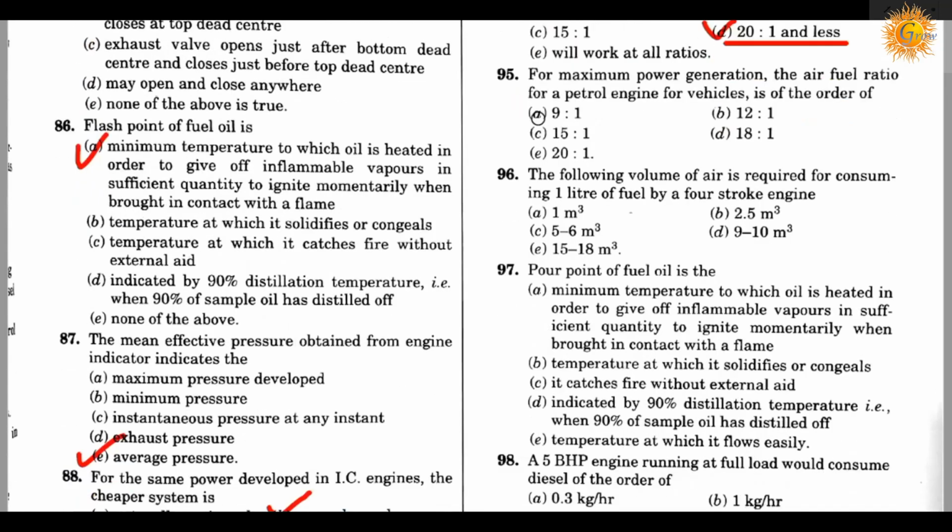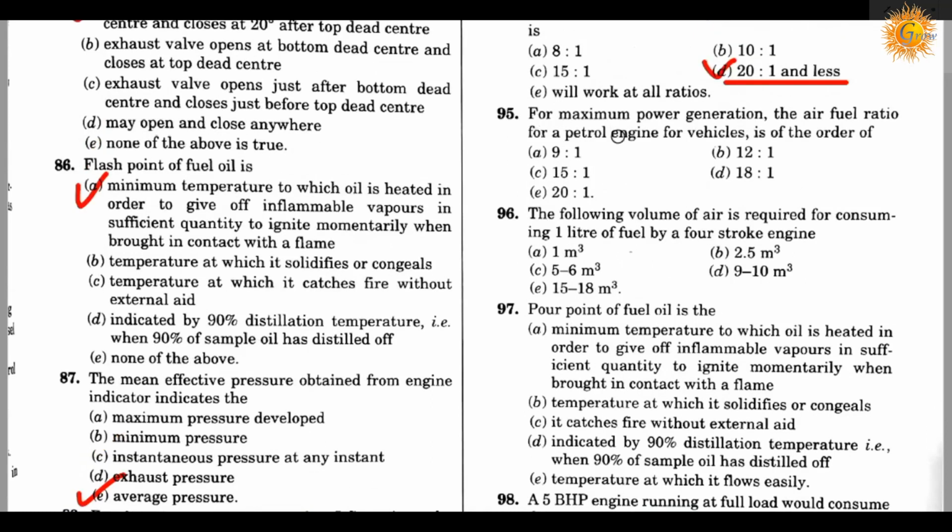Question number 95. For maximum power generation, the air-fuel ratio for a petrol engine for vehicles is the order of option A, 9:1, option B, 12:1, option C, 15:1, option D, 18:1, option E, 20:1. So the correct answer is B. It will be 12:1.